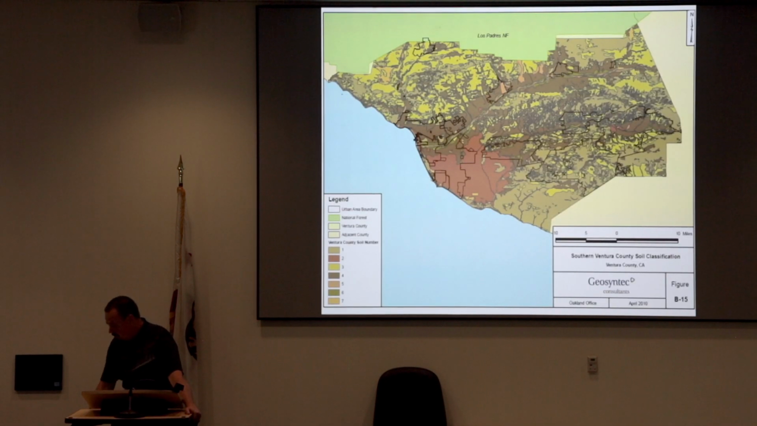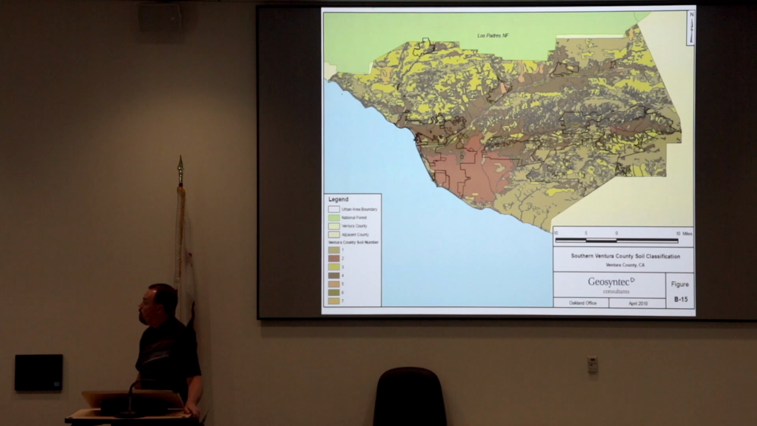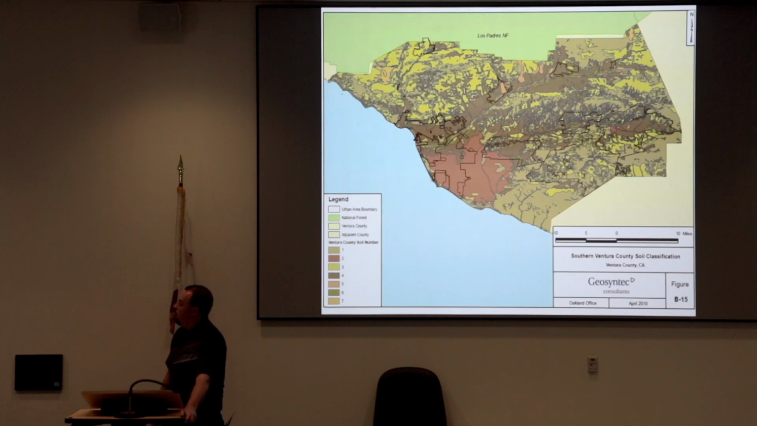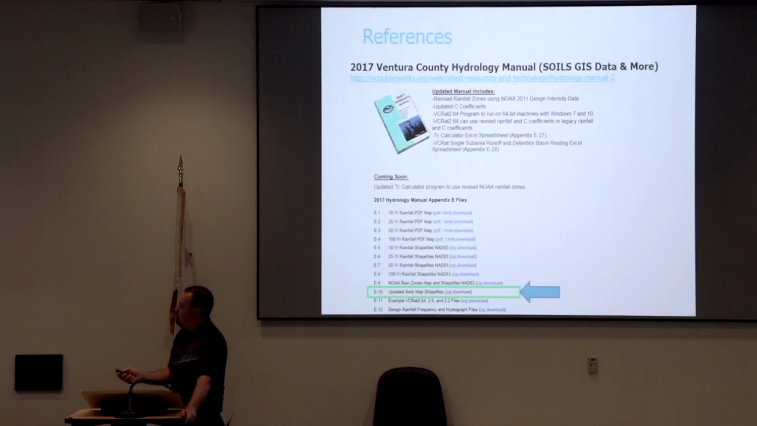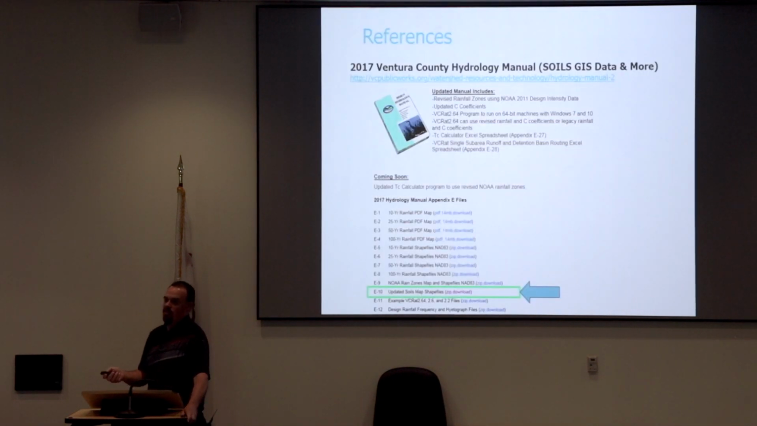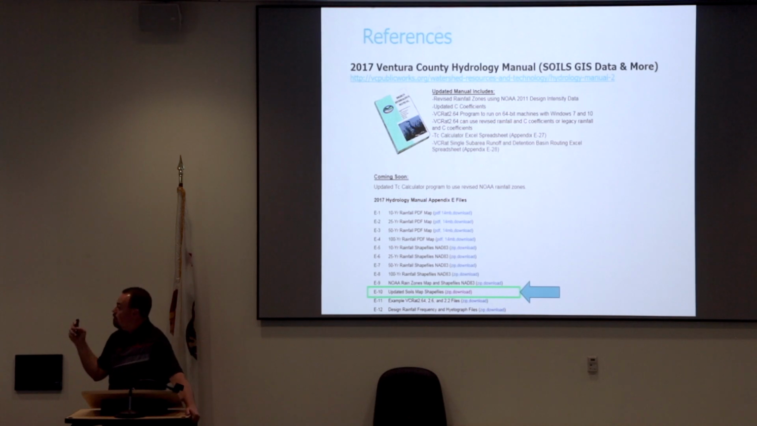In the TGM, we have this glorious map of the soils, which is extremely easy to discern. I'm just kidding. It's very difficult. It's an 8.5 by 11 map, and your project is here. It's like, well, what color is it? So the soils data that was used to create that is available through the Ventura County 2017 updated hydrology manual. I've highlighted it here and given the location for it, so you can download this.